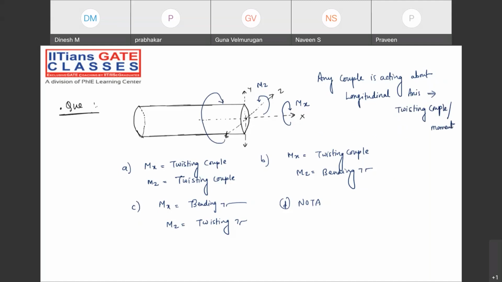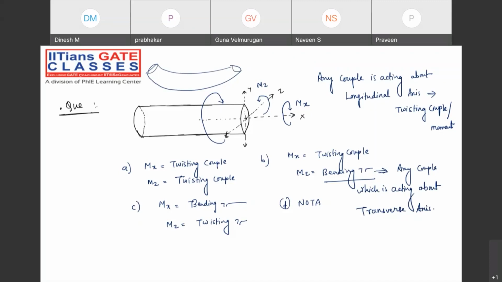Whenever any couple is acting perpendicular to the longitudinal axis, or we can simply say any couple which is acting about the transverse axis, is called a bending couple. When you see this particular moment about the z-axis, it will try to bend this particular beam something like this. Check it out.